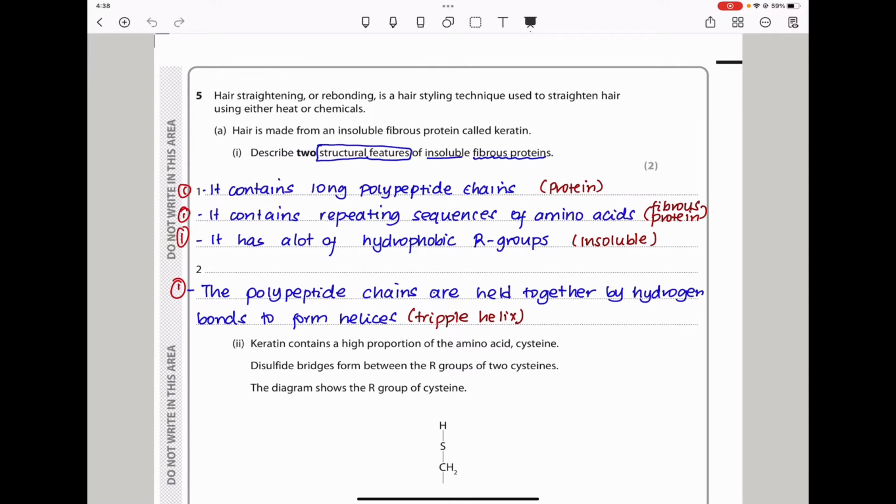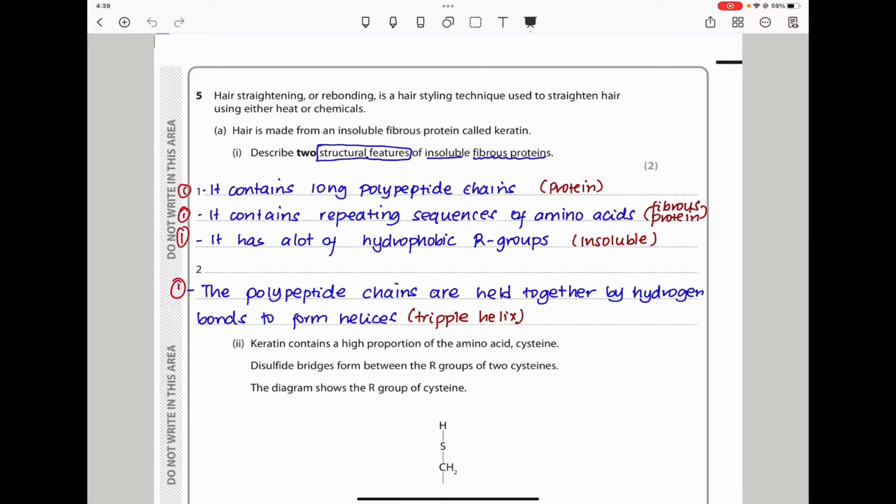So I began by describing what a protein is, then a fibrous protein, and then what makes that specific protein insoluble. So here I said it contains long polypeptide chains. This part here is to describe that this is a protein. It also contains repeating sequences of amino acids, meaning all fibrous proteins contain those repeating sequences of amino acids. And then here I said it has a lot of hydrophobic R groups. This part here is to show you why it is insoluble, because these R groups, if they are mostly hydrophobic, then there is a chance that this is going to be insoluble.